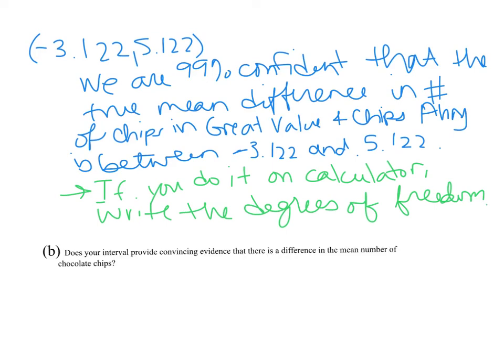Okay, so the last question they ask is, does your interval provide convincing evidence that there is a difference in the mean number of chocolate chips? And what you're going to always look for if you are working with anything with 2 samples is you are going to look for 0. See if 0 is in the interval or out of the interval. And in this case, it is in the interval. There's negatives and positives. So we're going to say since 0 is in the interval, we have no evidence of a difference.